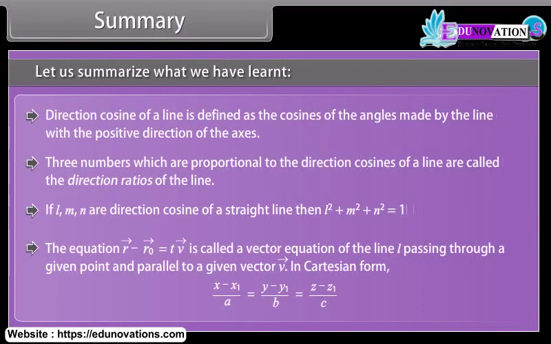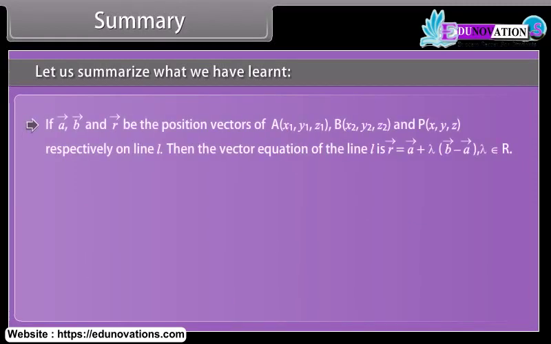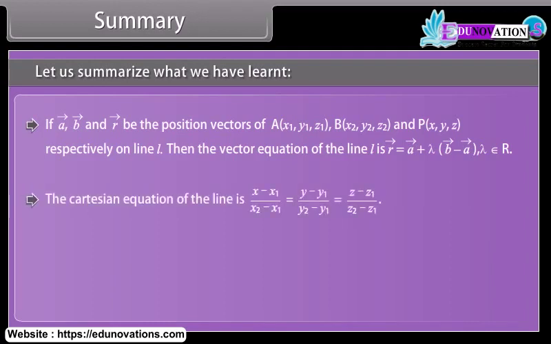In Cartesian form, if vectors A, B and R are the position vectors of A(x1, y1, z1), B(x2, y2, z2) and P(x, y, z) respectively on line L, then the vector equation of the line L is vector R equals vector A plus lambda times vector B minus vector A, where lambda belongs to the real numbers. The Cartesian equation of the line is (x minus x1) by (x2 minus x1) equals (y minus y1) by (y2 minus y1) equals (z minus z1) by (z2 minus z1).